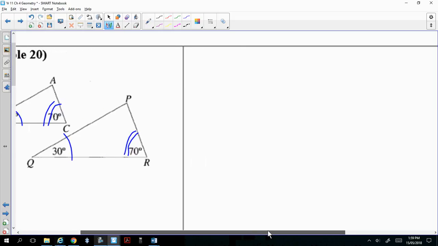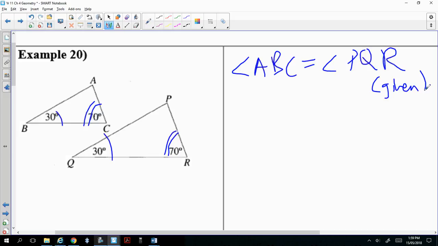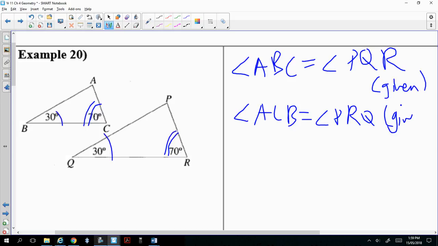So you say angle ABC equal to angle PQR, given. And then you say angle ACB equal to angle PRQ, also given. And what do you do? Then you say, therefore, they are similar. So you only need 2, not 3. You can do 3 if you want, but it's not necessary.